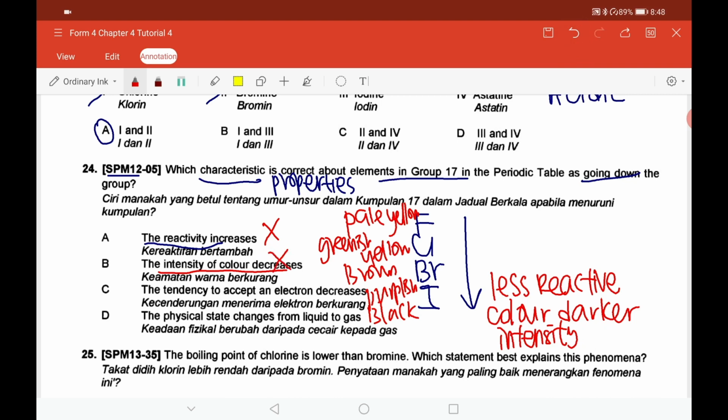C, the tendency to accept electron decreases. Going down the group it becomes harder and harder to receive electrons. This is correct. Why? We learned before, going down the group, we have more and more shells.